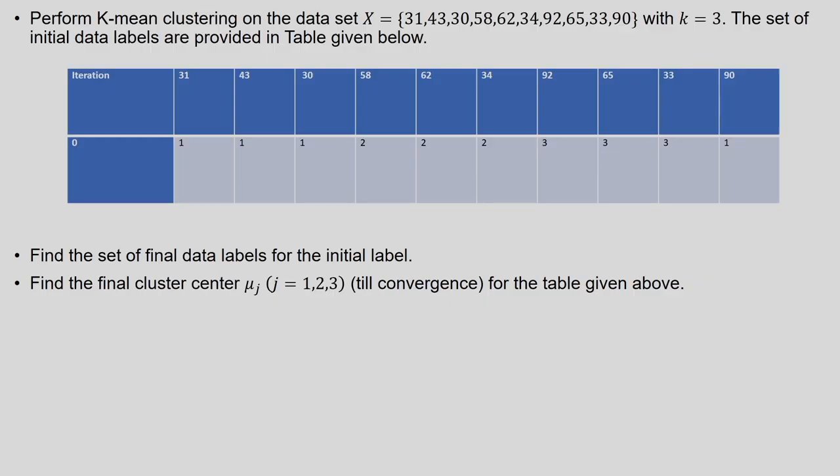For the first problem, we have to perform K-means clustering on a data set. This is the value given: X equals 31, 43, 30, 58, 62, 34, 92, 65, 33, 90, with k equal to 3. K-means is an unsupervised algorithm where we calculate the distances to assign a point to a cluster. So first we have to calculate the cluster centers for iteration 0.